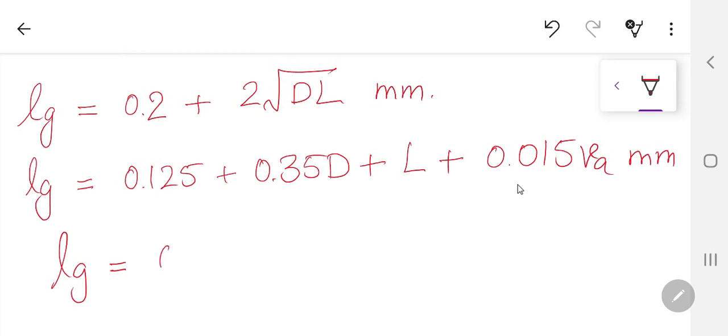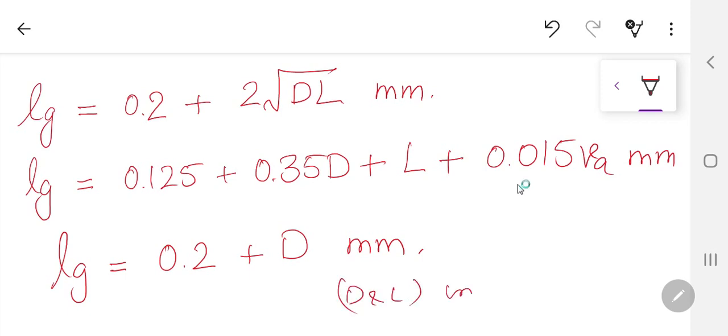The next formula, which is again very simple, is Lg = 0.2 + d in millimeters, where remember all of these d and l in the above formulas are in meters. This is very important. In fact, I would like to point out one problem in quiz 3 which I took. There were many cases in which the rounding off for d and l was done in meters. Please refrain from that.